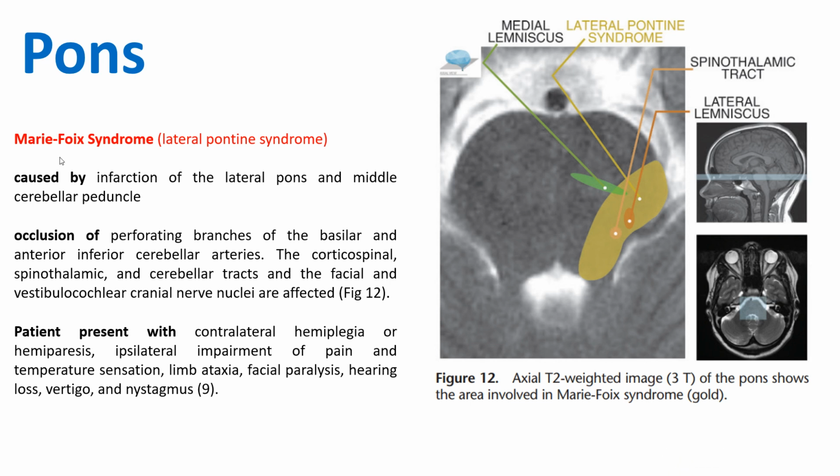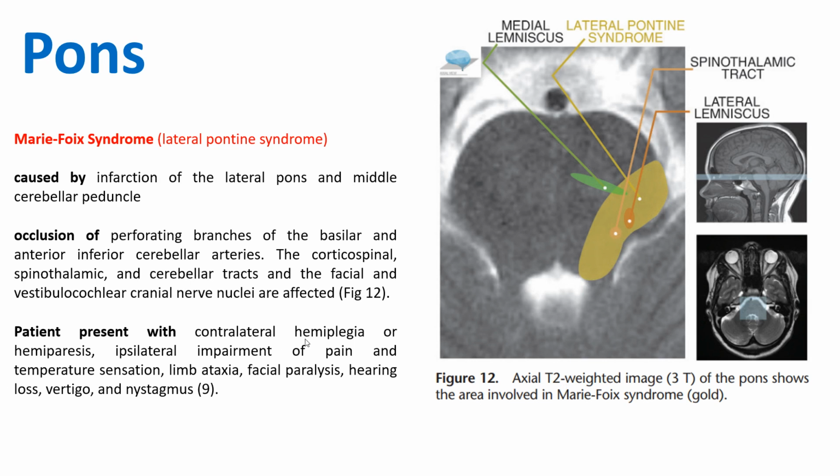The pons, Millard-Gubler syndrome or the lateral pontine syndrome. It is due to infarction of the lateral part of the pons in addition to the middle cerebellar peduncle. It mainly happens by perforating branches of the basilar and anterior inferior cerebellar arteries, abbreviated as AICA. The corticospinal, spinothalamic, and cerebellar tracts and the facial and vestibulocochlear cranial nerve nuclei are affected. This diagram shows the affected part.